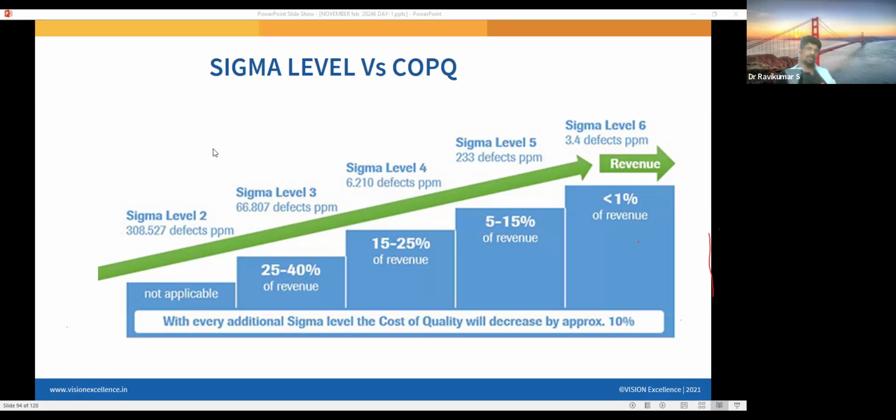So first we need to know where our DPMO is and what our sigma level is. So we are calculating the process defects. If it comes to around 3 lakhs, we are saying it is sigma level 2. If it comes to around 66,000, we are saying it's sigma 3. It is just the indication of your process effectiveness.